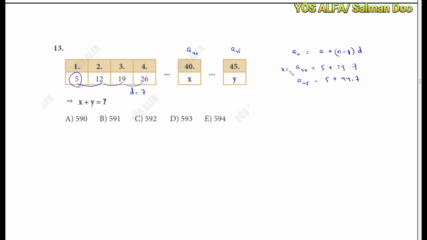So this is x and this is y. We're asked to find x plus y. So this is going to be 10 plus 7 times the summation of these two, 83. So our answer is 581 plus 10, so 591.